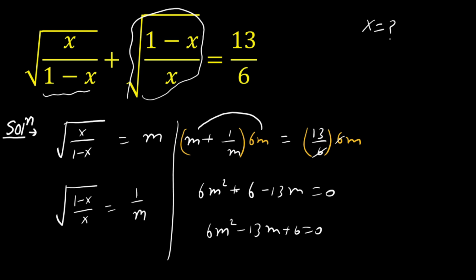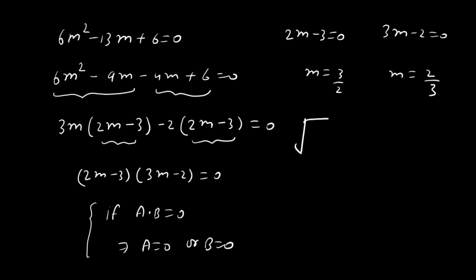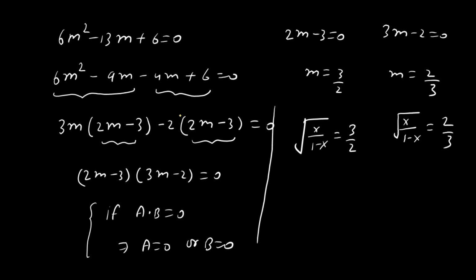And look carefully, we know that the value of m is square root of x over 1 minus x. Square root of x over 1 minus x is equal to 3 over 2. And here this m is replaced by square root of x over 1 minus x, this is equal to 2 over 3. If we take square on both sides, then on the left hand side this square is cancelled out by this square root, so x over 1 minus x is equal to, and here if we take square, then 3 square, that is 9 over 4.